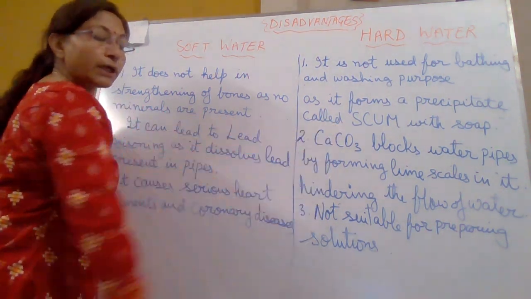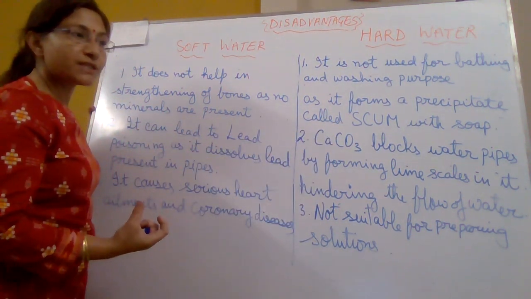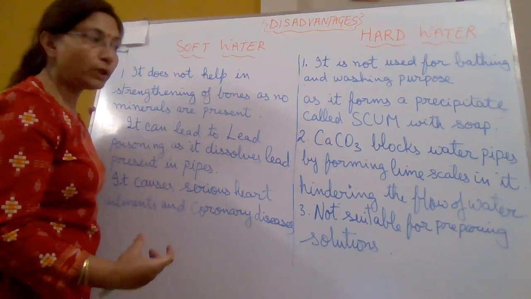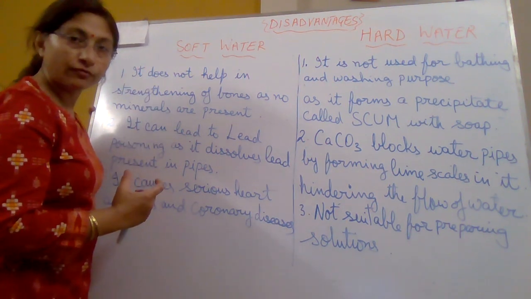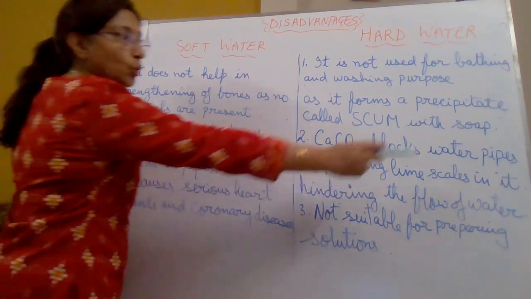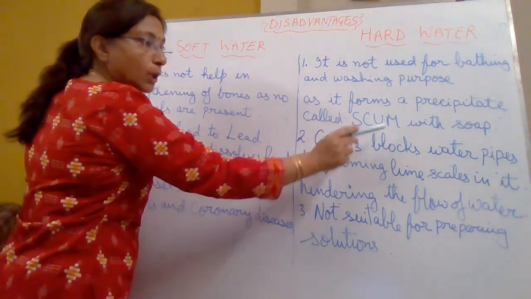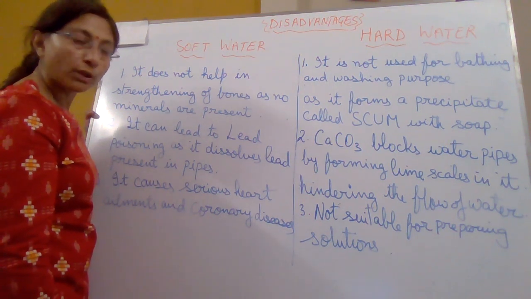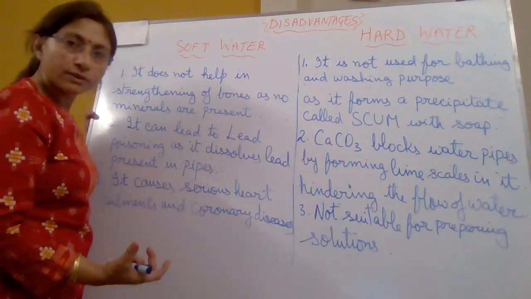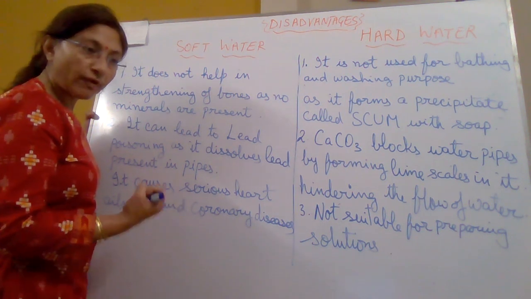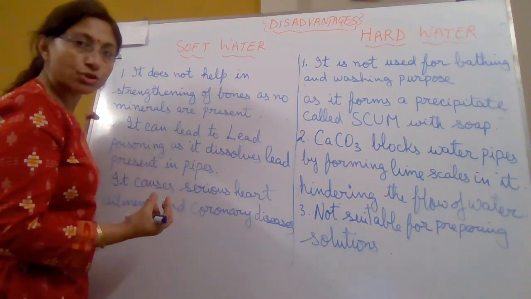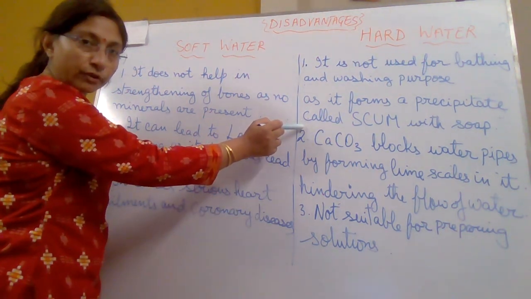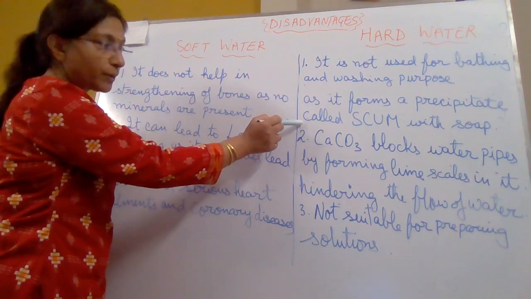Now this scum is a kind of substance that clogs the water pipes, that sticks to the floor, that sticks in the hair. If you wash your hair with the soap, then this scum is one of the biggest problems when the hard water is used for the washing or the bathing purpose. This also hardens the cloth. The fiber of the cloth gets destroyed, the texture of the hair gets destroyed, and hence it is not preferred for the washing or the bathing purpose.